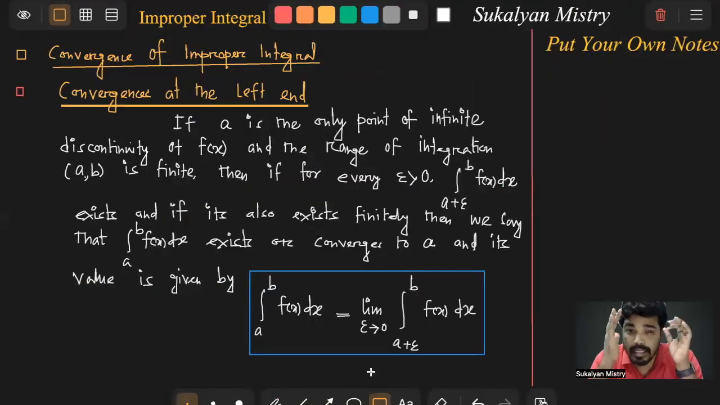That means the improper integral integration a to b f(x) dx is said to be convergent at a if limit epsilon tends to 0 of integration a plus epsilon to b f(x) dx exists finitely. And if it does not exist, that means if this limit does not exist, then we say that integration a to b f(x) dx, that improper integral, is not convergent. So what is the condition for convergence? If the limiting value of integration a plus epsilon to b f(x) dx exists, then this is convergent at a.